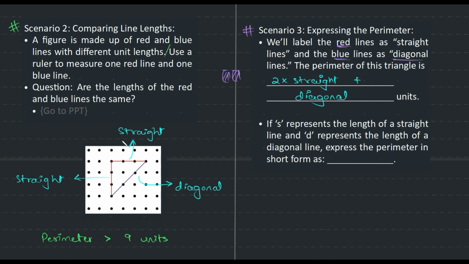Straight plus straight is 2 times straight. Next, if S represents the length of a straight line and D represents the length of a diagonal, express the perimeter in shorter form. So this is S, this also is S, and this is also D. So S plus S is 2S. It's similar to telling, let me actually write it over here. It's similar to this basically. Now, S plus S is 2 into S is what I'm telling, plus D.